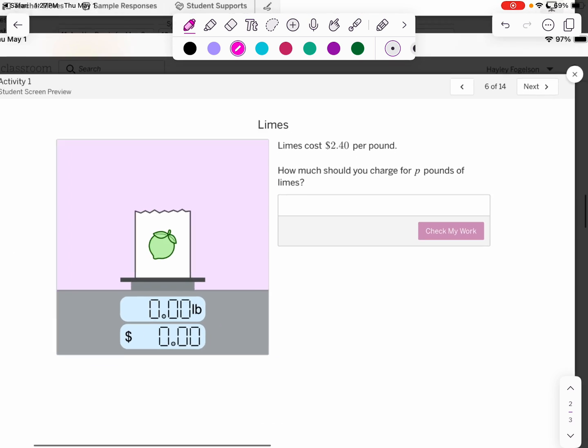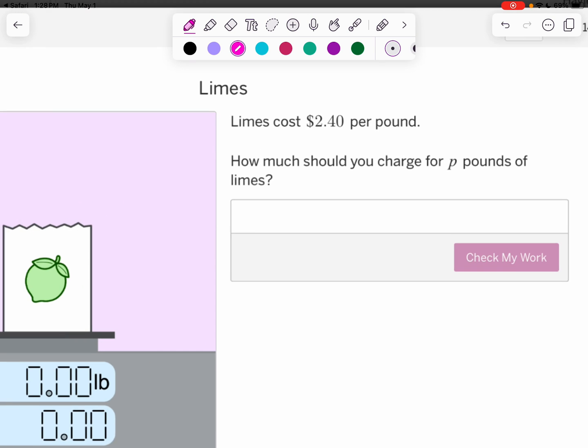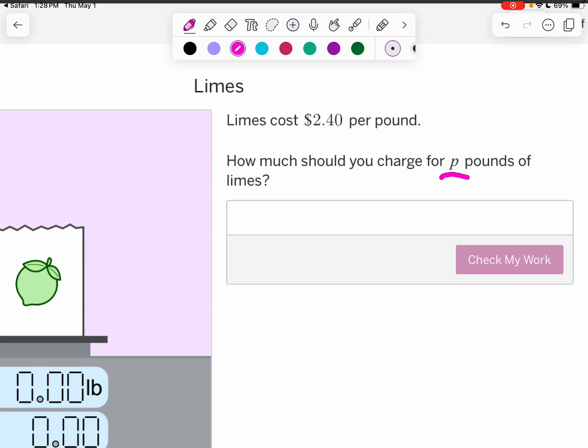All right, limes. Limes cost $2.40 per pound. How much should you charge for p pounds of limes? So this is if we didn't know how many pounds of limes we're buying. We're just going to call it p. Well, it costs $2.40, so we'll start with that. And remember that word per means times, and we don't know how many pounds we're buying, so we're going to call it p. So our answer would be 2.4 times p.